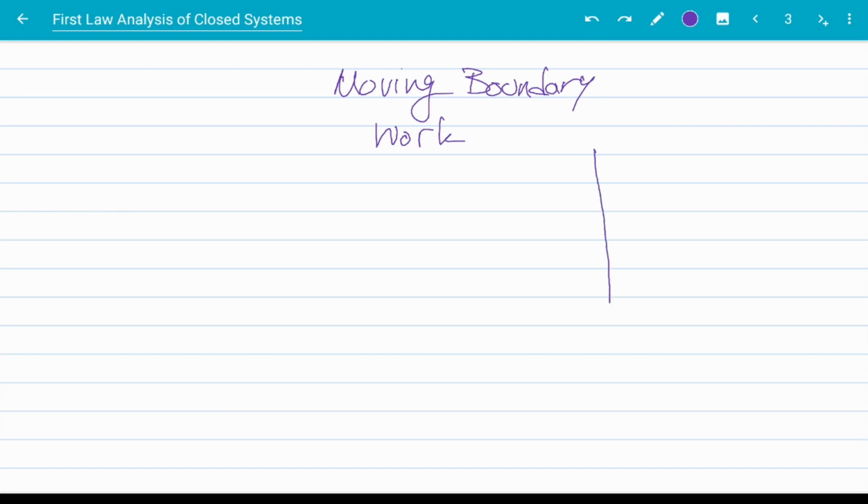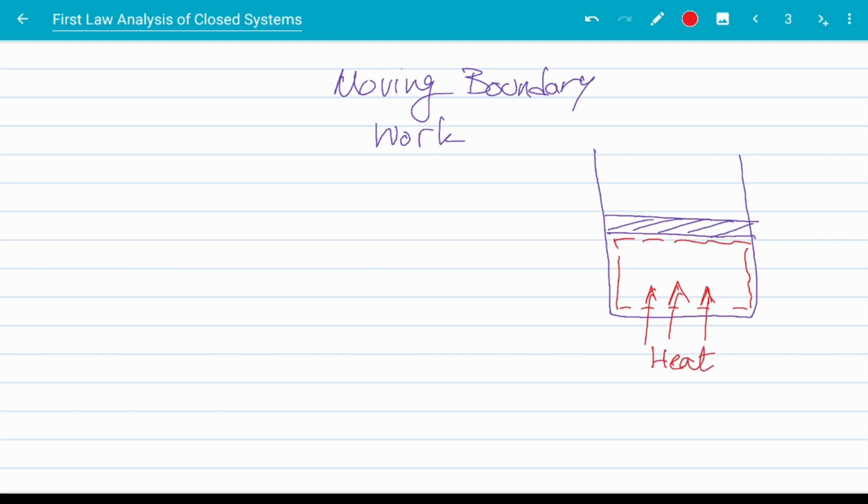Imagine a system containing a piston and cylinder like this. Now if we add heat to our piston and cylinder, the system starts to expand and the piston will move to a new position. Let's say here. The piston has moved for a distance of ds. From definition, we know that delta work is force times ds, or displacement, right?